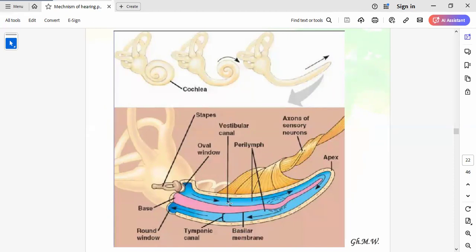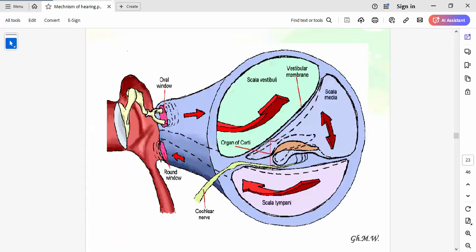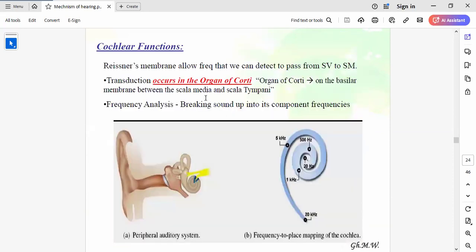And the tectorial membrane will move anteroposteriorly. So the basilar membrane vibrates superiorly and inferiorly, and the tectorial membrane horizontally. The basilar membrane moves up and down, and the tectorial membrane moves from right to left. This is the shearing movement. Reissner's membrane allows the frequencies that we can detect to pass from the scala vestibuli to the scala media. Transduction occurs in the organ of Corti on the basilar membrane between the scala media and scala tympani.